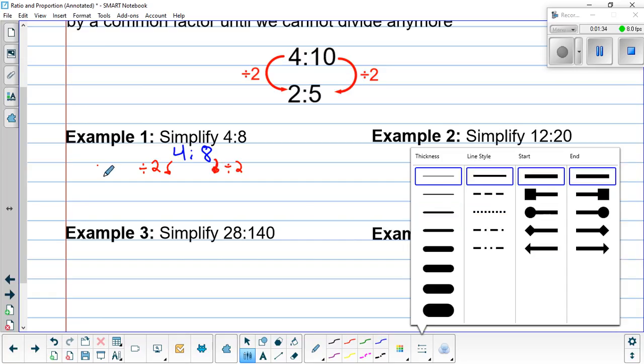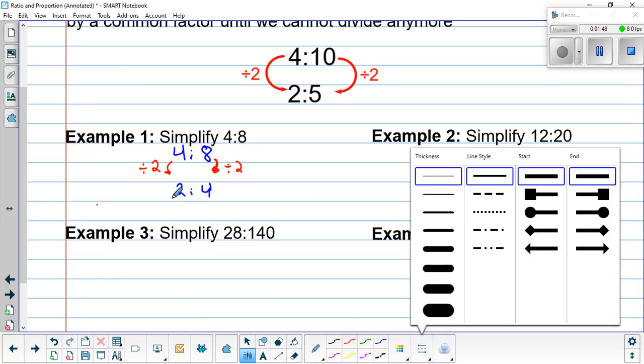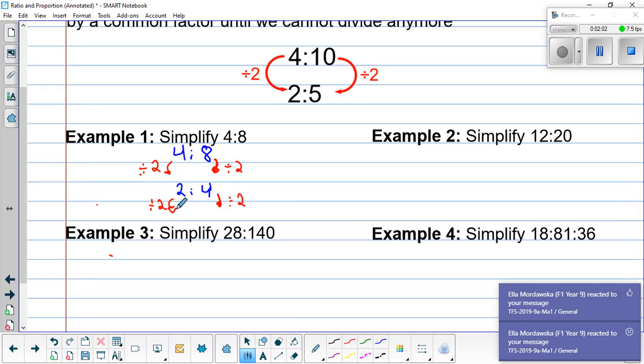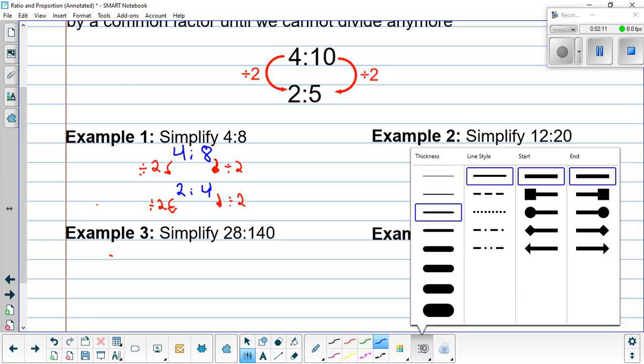Well, 4 divided by 2 is simply 2. 8 divided by 2 is 4. Then check again. If they're still even, you can always simplify again by dividing by 2. While it's a very long process, just dividing by 2, it is a method that works if you're kind of stuck. So when we solve that out, we're just going to get the ratio of 1 to 2.